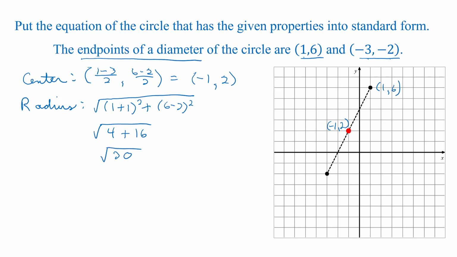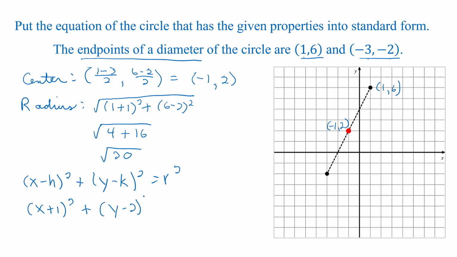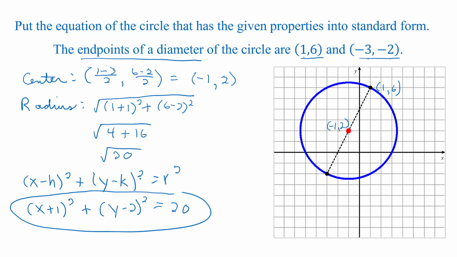Okay, so let's put all this into an equation. We have (x - h) squared plus (y - k) squared equals r squared. Here h is -1, so we're going to have (x - (-1)), or (x + 1) squared, plus (y - 2) squared equals r squared. So note, if our radius is the square root of 20, r squared will actually be 20, and we have our equation of this circle. And here is the circle.